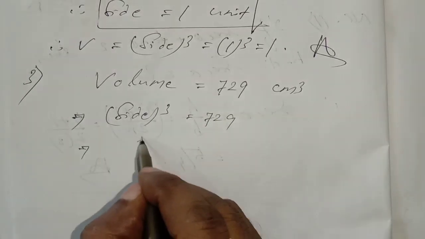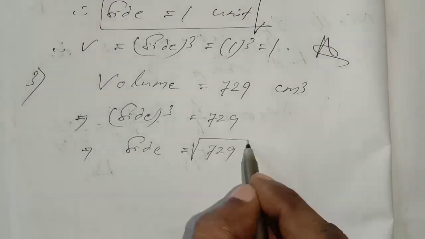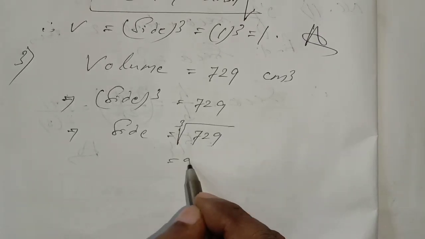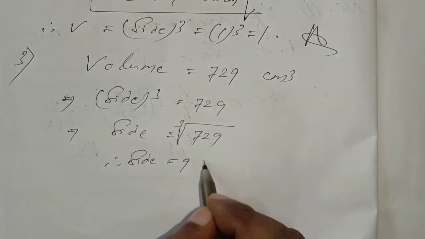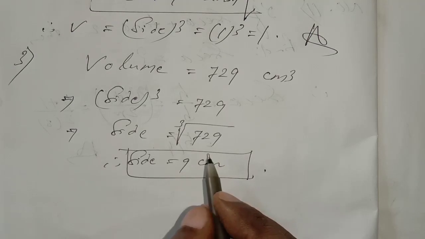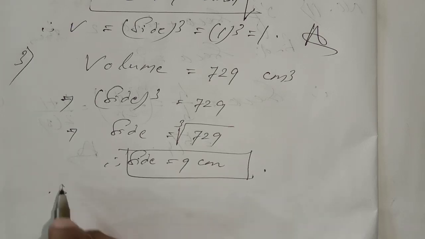Then how to find out side? Cube root. 729 cube root will be how much? This will be 9. Therefore side equals 9 centimeter, because if you multiply 9 three times, the answer will be 729. After getting the value of each side of the cube, then you have to find out the diagonal.